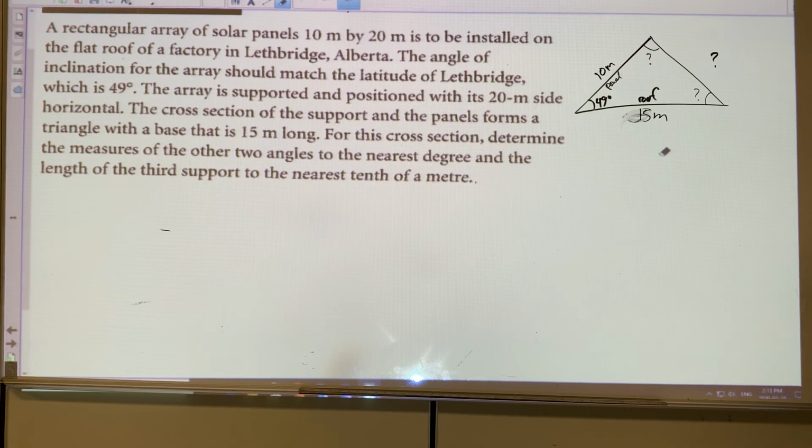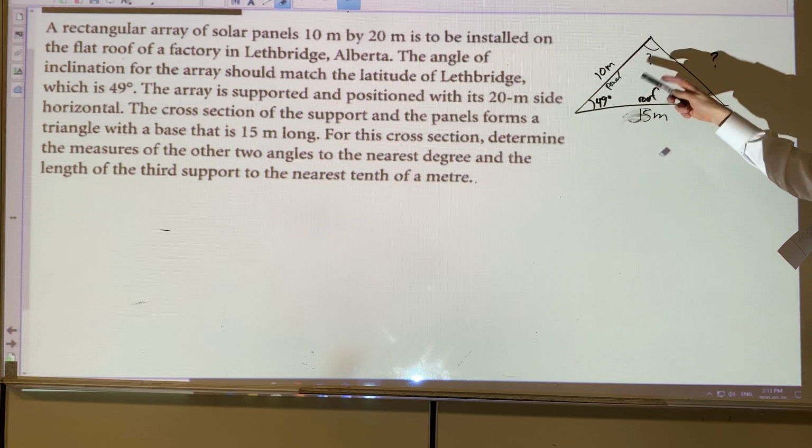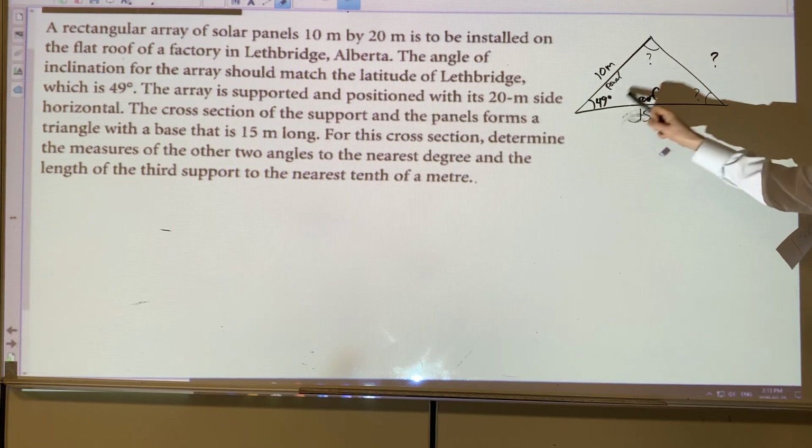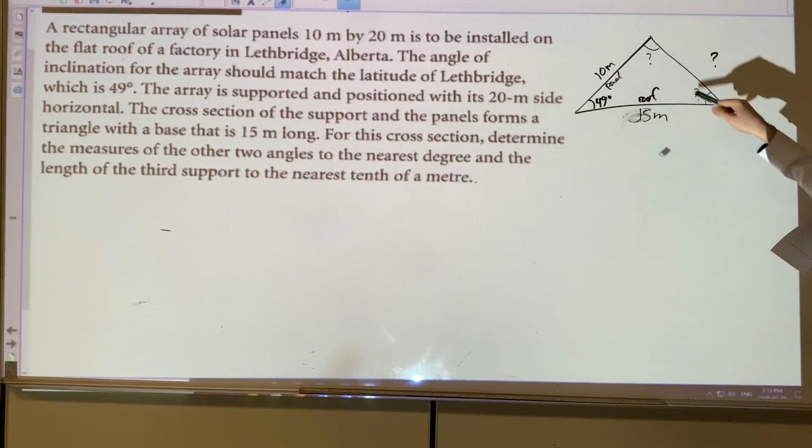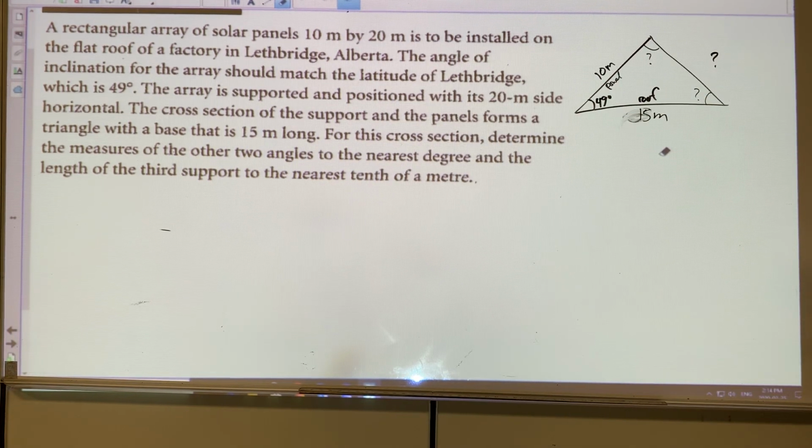Okay, so we can't use Pythagoras or regular trig because we don't have a 90-degree angle. We don't have a complete ratio either. So we don't know an angle and its corresponding side, which means that at least for the first step, we're going to have to use cosine law.